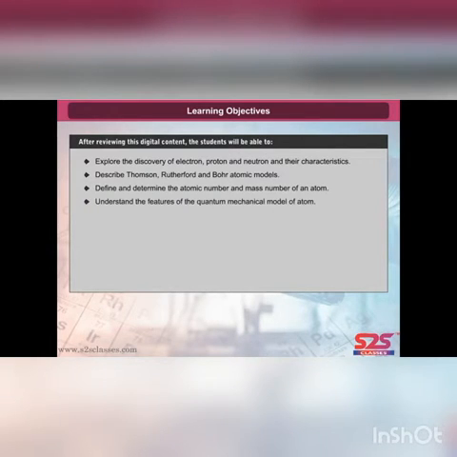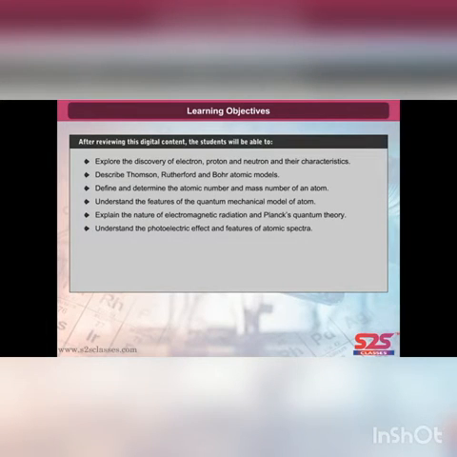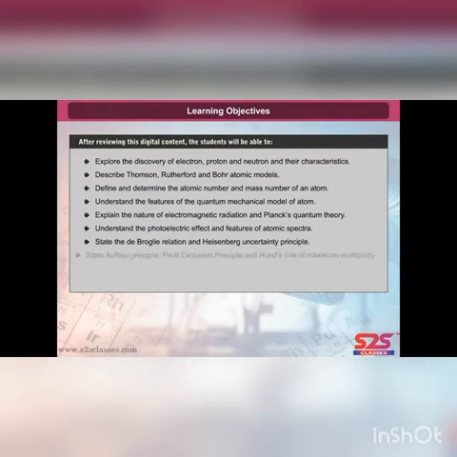Understand the features of the quantum mechanical model of atom. Explain the nature of electromagnetic radiation and Planck's quantum theory. Understand the photoelectric effect and features of atomic spectra. State the de Broglie relation and Heisenberg uncertainty principle.